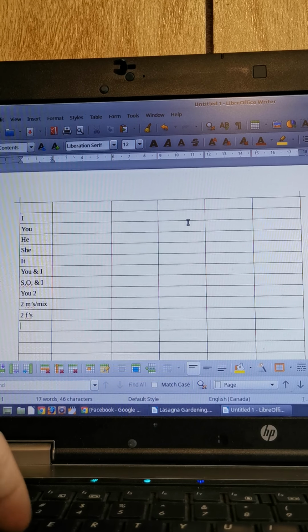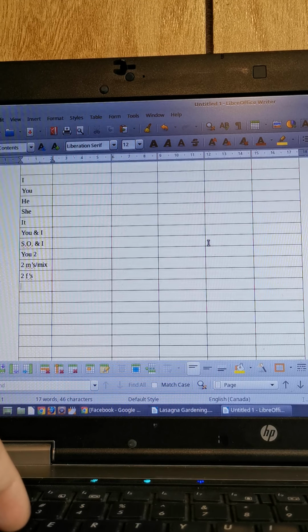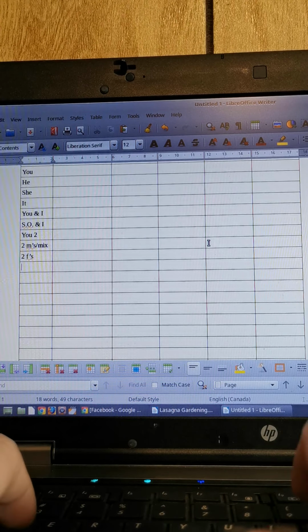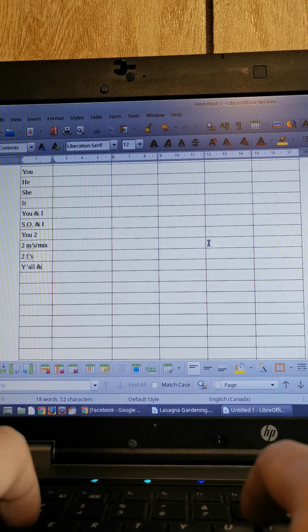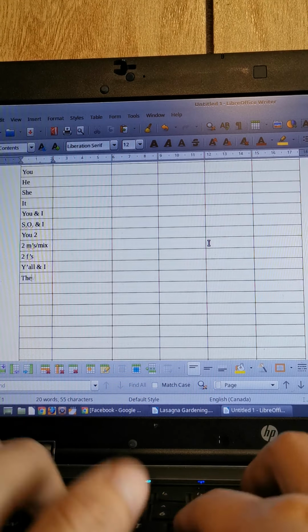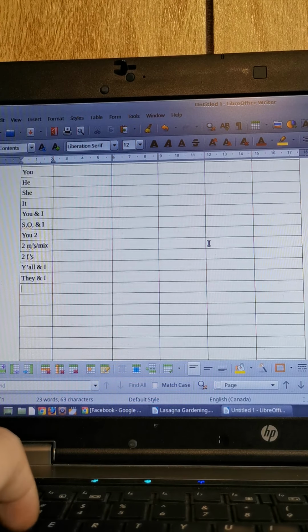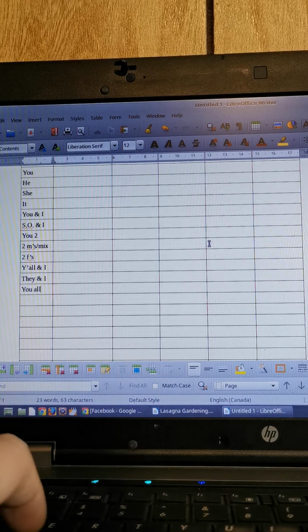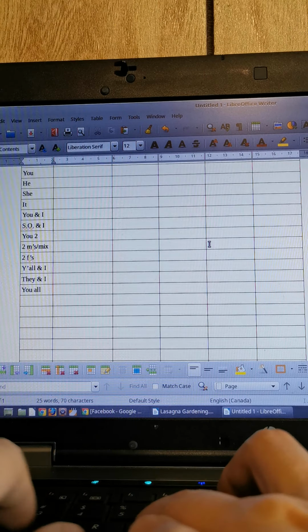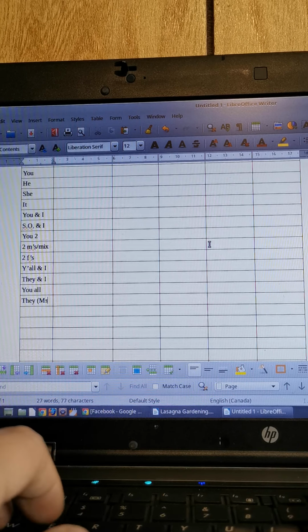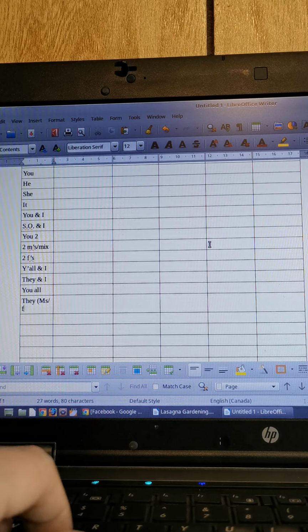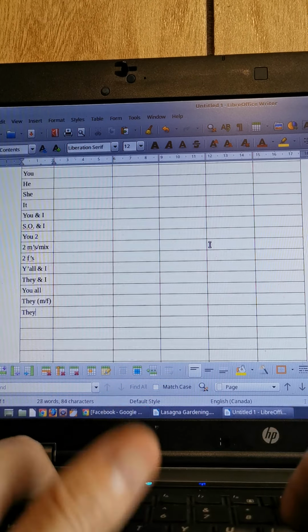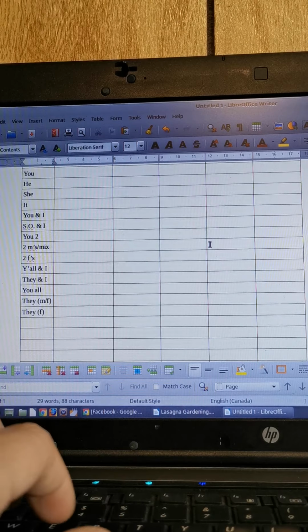Okay, so you and I, someone and I, you two, 2 males, 2 females. You, y'all and I. They and I. You all. They, males mixed. And they, female specific.